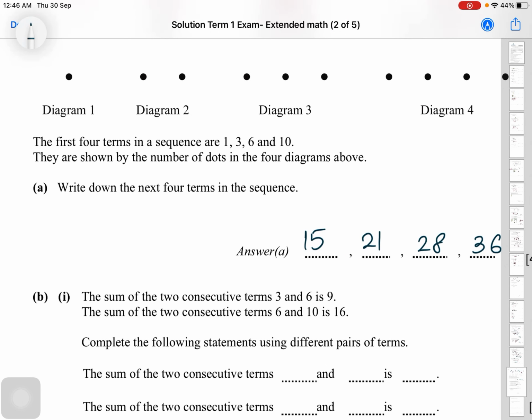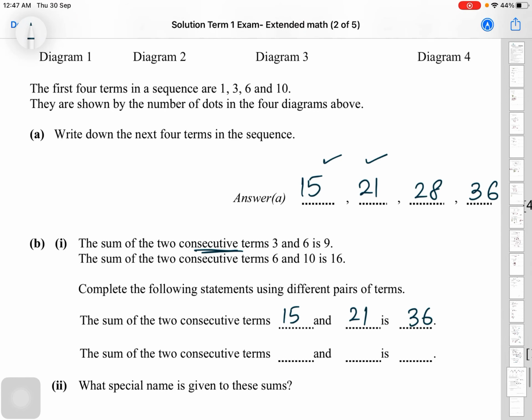The sum of the 2 consecutive terms 3 and 6 is 9. Okay. The sum of the 2 consecutive terms 6 and 10 is 16. Alright. Complete the following statements using different pairs of terms. So they're talking about consecutive terms. The sum of 2 consecutive terms, let's take 15 and 21. 15 and 21 is how much? It's 36. The sum of the 2 consecutive terms, let's take 21 and 28. 21 and 28 is 49.